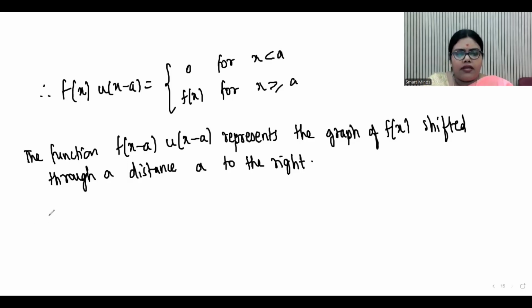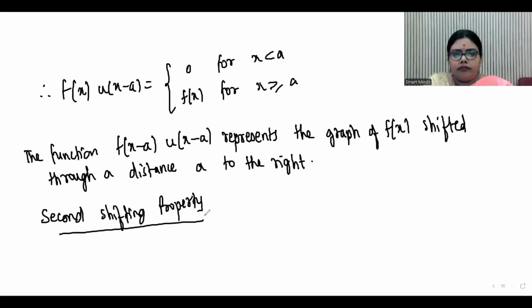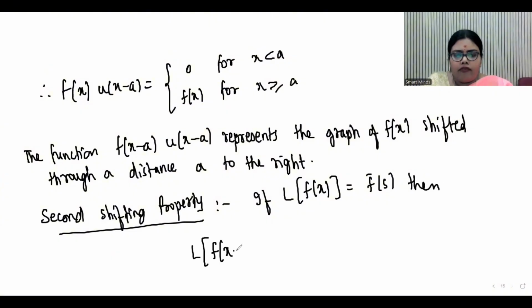Now there is a property based on this which is called the second shifting property. What is the second shifting property? Let us see now. If L of f of x is equal to f bar of s, then L of f of x minus a, u of x minus a is equal to e power minus as f bar of s. This is the second shifting property.